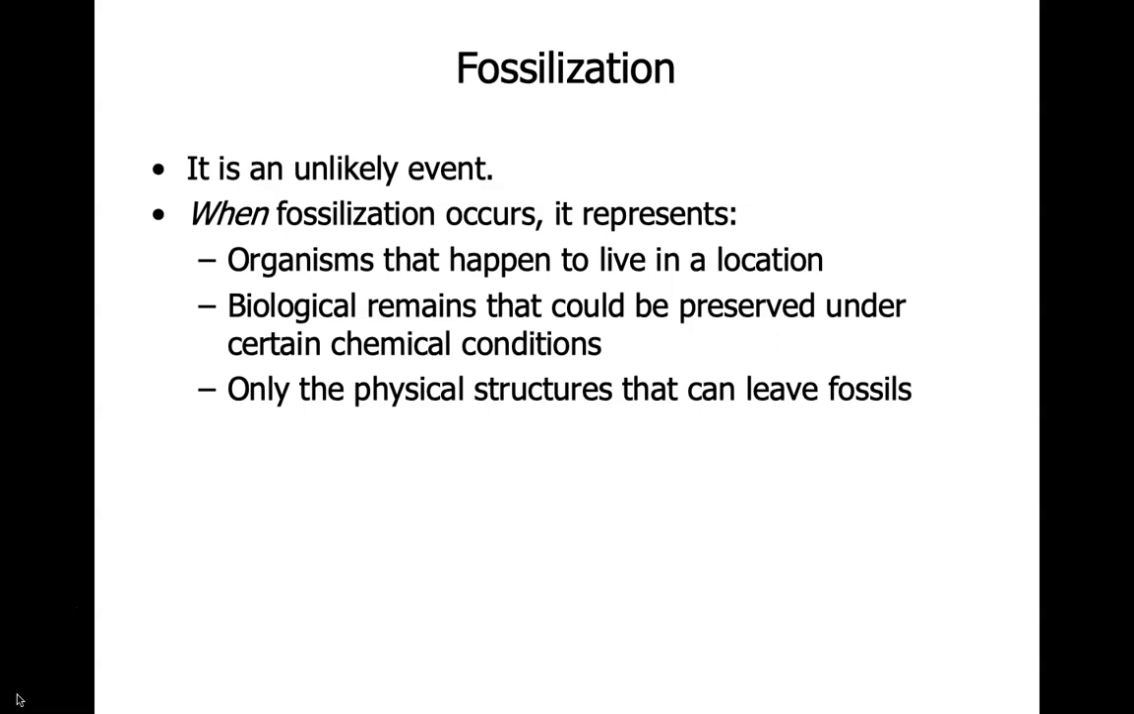But even when we have a fossil, fossilization itself is an unlikely event, and it does not give us a complete picture of the evolutionary history of an organism. That's because fossilization only represents a small fraction of the organisms that live on Earth. So when fossilization actually occurs, it's basically a small snapshot of a very particular time in evolutionary history. So you're only seeing a small percentage of the organisms that actually lived.